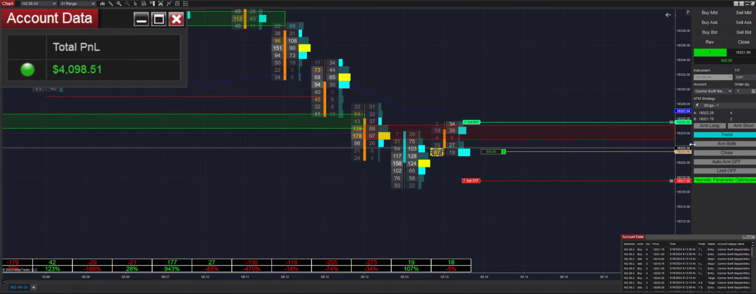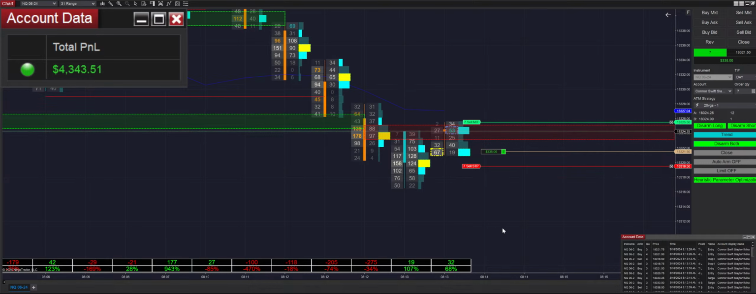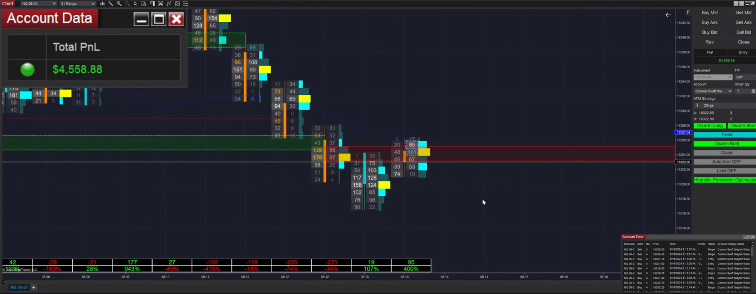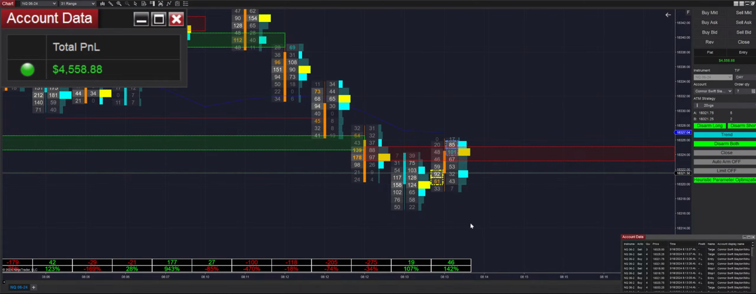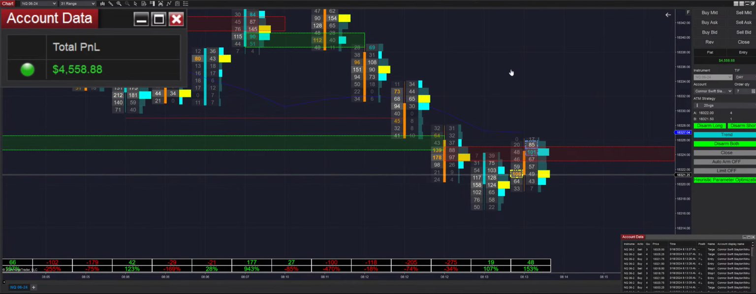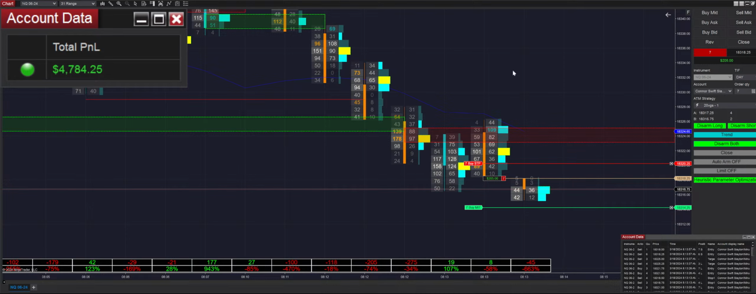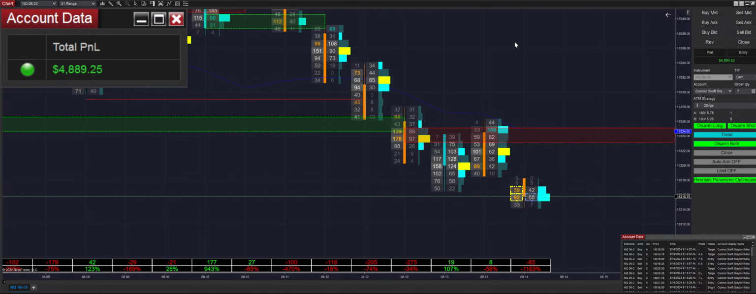Order filled. Got into a long trade here. Target filled. Ended up winning that one, up to 4,500. Order filled. Just got filled into a short trade. Target filled. Ended up winning that one, up to 5,000 on the day.